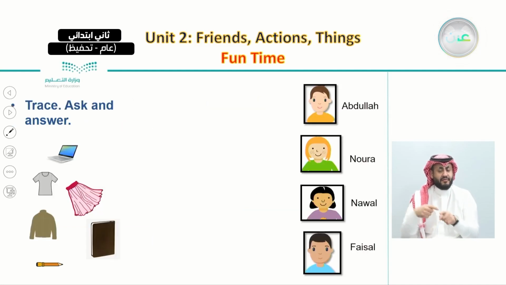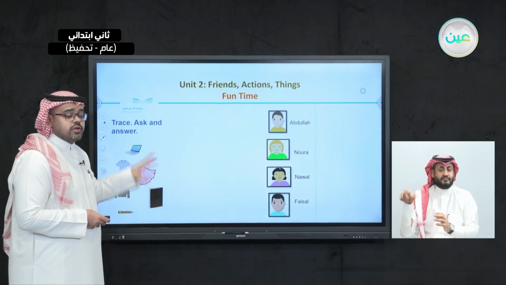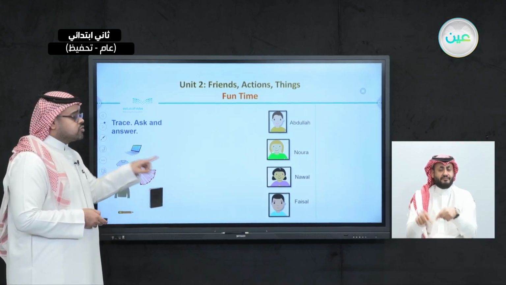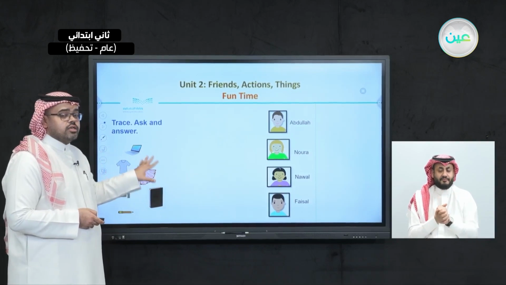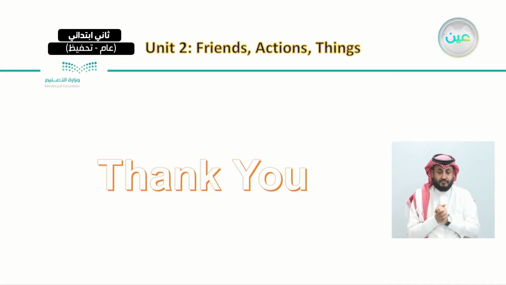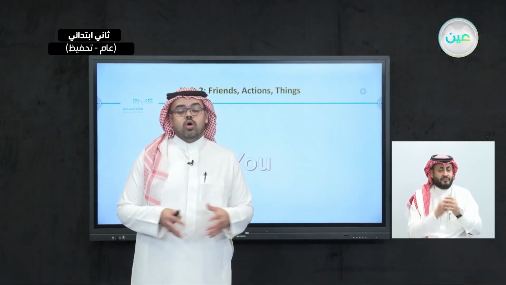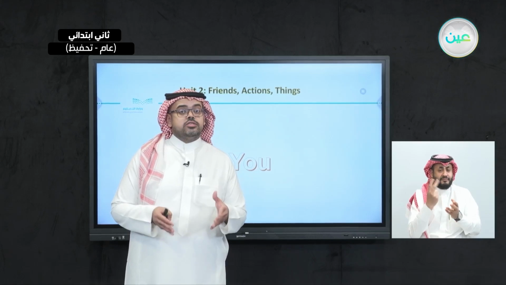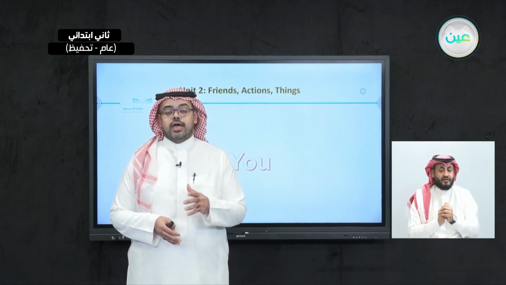And we did an interesting exercise where we have 4 different people and different objects. And we refer to each object to say whose this item belongs to. So now we have reached the end of our evaluation, where we did review all the lessons that we learned in this Unit 2, friends, actions, and things.